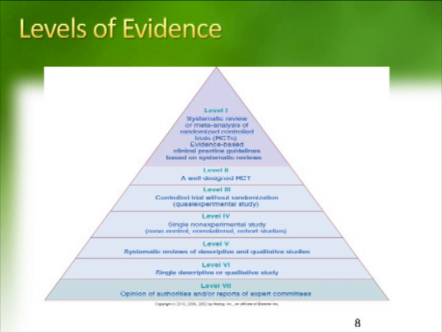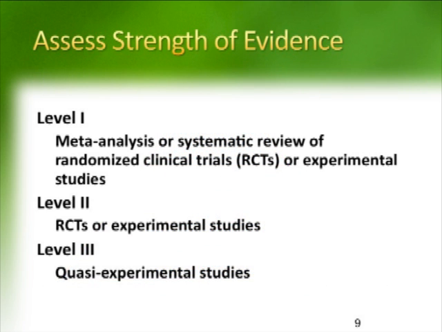There are levels of evidence in our research, and you should have heard about those probably in your concepts class, but we'll review them again. Level 1 is the meta-analysis or systematic review of randomized clinical trials or experimental studies. It's the top of the heap. And if you're going to want to change practice, you should probably get this type of evidence if it's available to you.